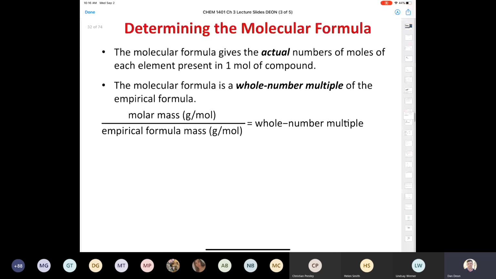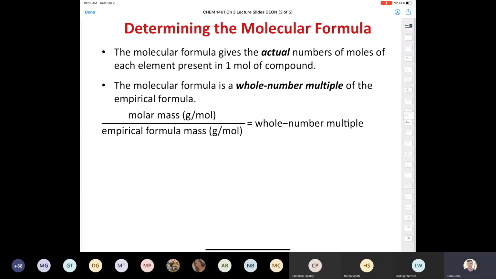Determining molecular formula. Well, we just talked about empirical formulas. Here it says the molecular formula gives the actual numbers of the moles of each element present in 1 mole of a compound. The molecular formula is a whole number multiple of the empirical formula. Sometimes empirical formulas and molecular formulas are the same, but not always.